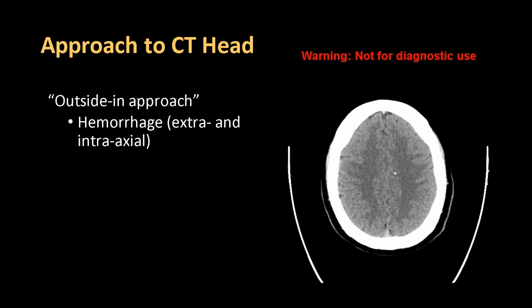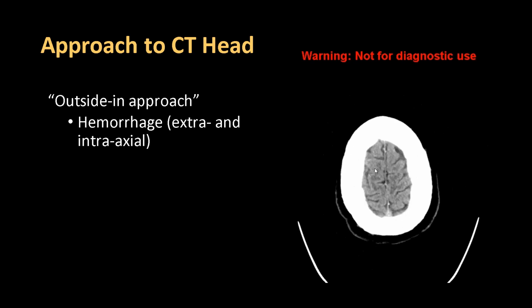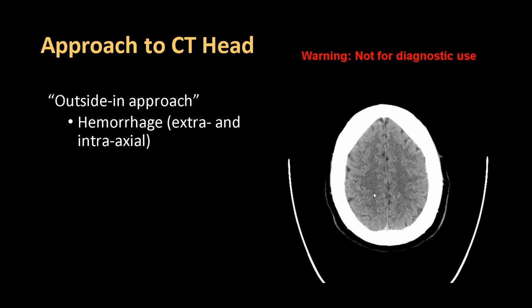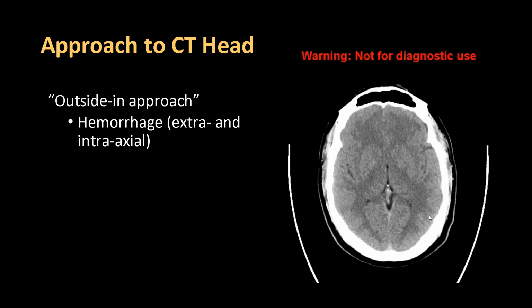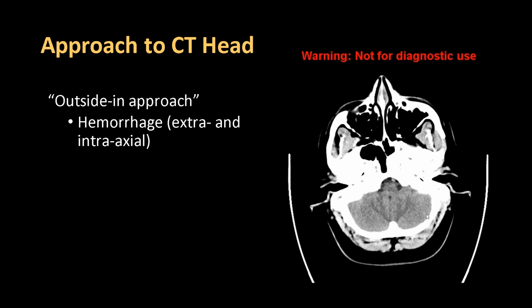I then look at the intra-axial brain and just see, is there any intra-axial hemorrhage? Are there any dots or foci of hyperdensity that could represent blood? And I don't see anything. It looks normal.